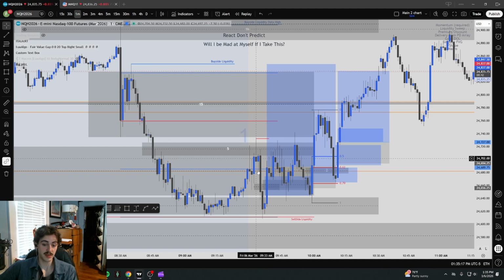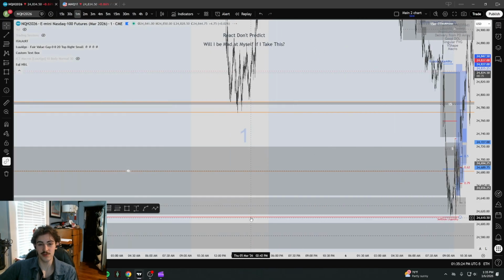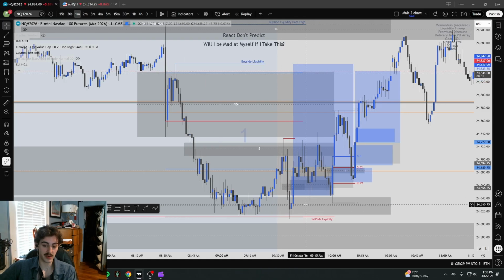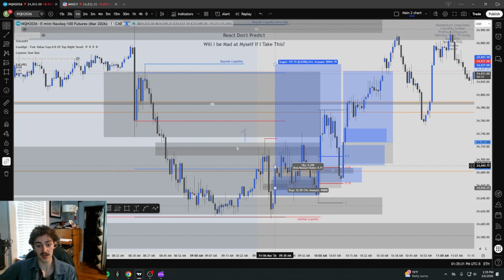But price opened, came down, swept this pre-market low, as well as sweeping this 15-minute low, sell-side liquidity. You can kind of think of it as an external low. Price sweeps it perfectly. We have this 15-minute gap here that price is respecting. Price rips higher with momentum, inversing in 1 minute with a good close.